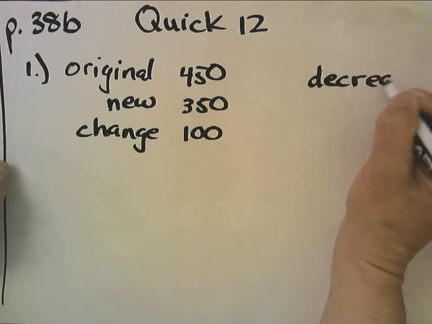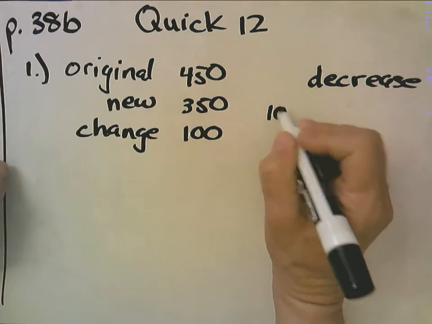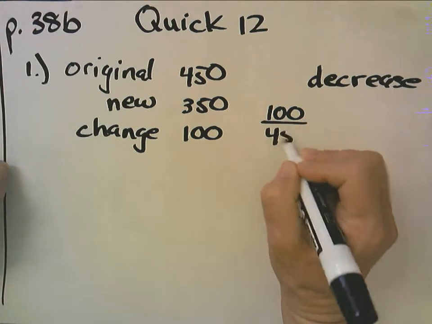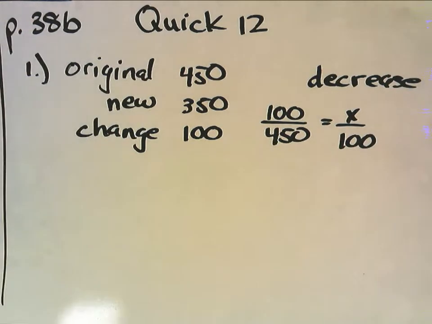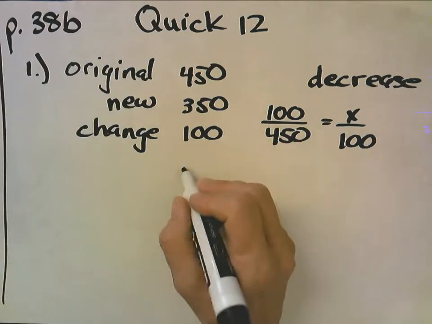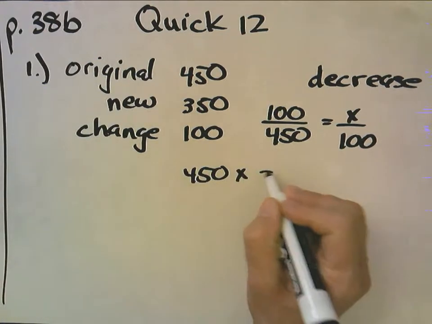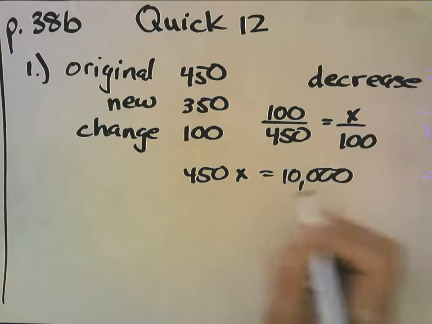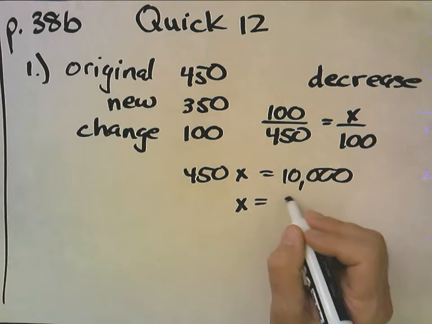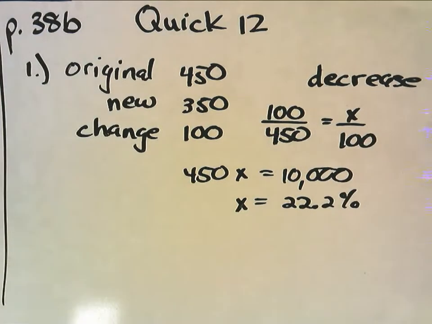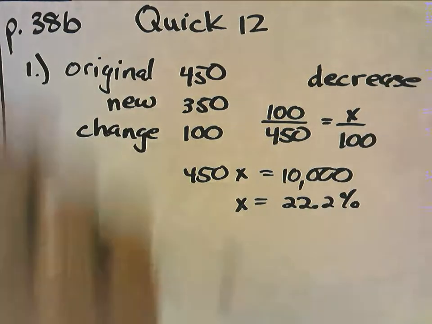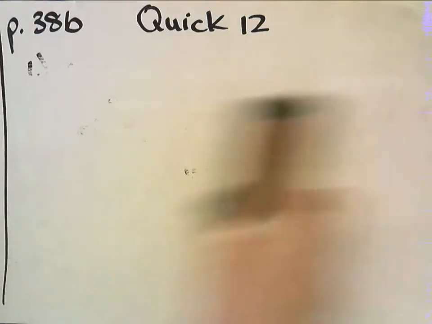Now, to find the percent decrease, we put change over original equals x over 100. Okay? Change over original equals x over 100. We say 450x equals 10,000. Divide 10,000 by 450, and we get 22.2%. Now you could round that to 22%, or you could keep it as 22.2. That's up to you, because I did not specifically tell you.